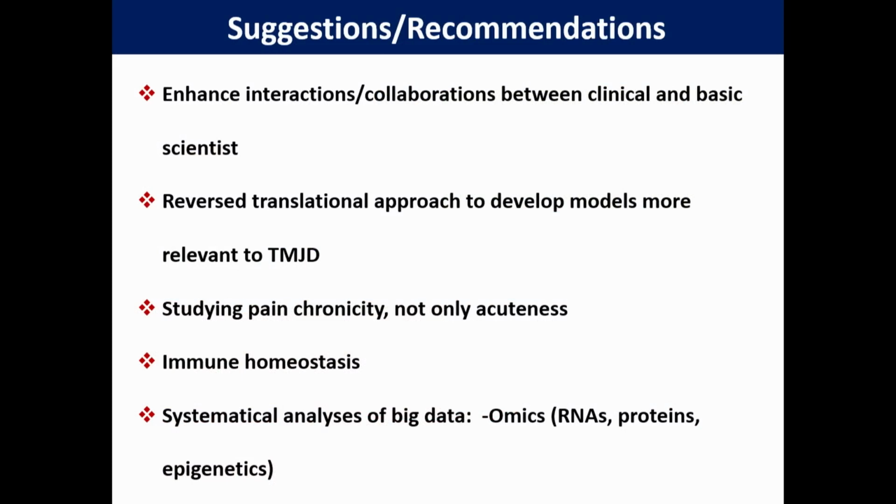Here's my 2 cents. I think we need to enhance interaction between clinical and basic scientists, so basic scientists will know more about the clinical situation. Hopefully we can translate this reversely to our animal models, to get more relevant animal models. And another thing, we need to study pain chronicity, not only acutely. A lot of persistent pain is not necessarily chronic, in my opinion, because persistent may persist for a few days, but that's still acute pain, still protective pain. Chronic pain lasts for months.